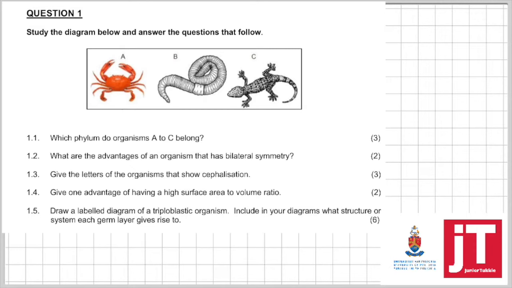Now, 1.2. What are the advantages of an organism that has a bilateral symmetry? Now, bilateral symmetry, we know the organism has a definite head and tail. If there's a definite head, there are definitely sense organs with a very primitive brain or well-developed brain. So this sensory system, sense organs or nervous system, will help the organism to look for food, find mates, or even escape from predators.